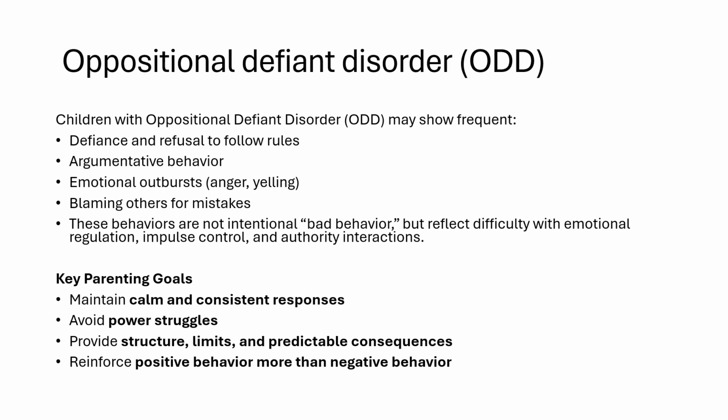These children have defiance, like they say no, and they refuse to follow rules. They have argumentative behavior. They have emotional outbursts, blaming others for mistakes. These behaviors are not intentional, so remember that. It is bad behavior, but it reflects difficulty with emotional regulation, impulse control, and authority interaction.